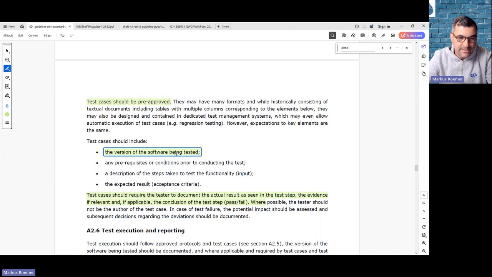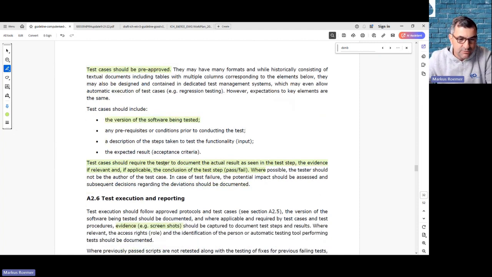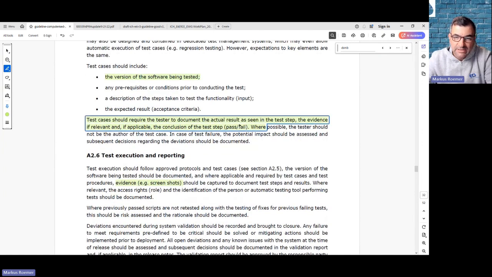Or I say on the test cases, on the test script or test protocol, I cannot see on the front page which version you have tested or which kind of configuration you have tested. I must say then the test protocol, the test results are totally useless if I don't know which software version, release, patch, hotfix was tested. Test cases should require the tester to document the actual results as seen in the test step, the evidence if relevant, and if applicable, the conclusion of the test steps, pass and fail.